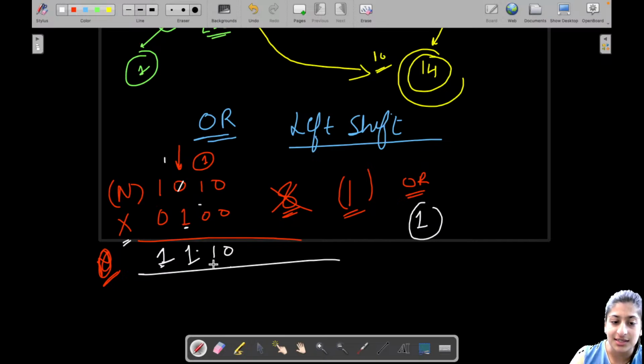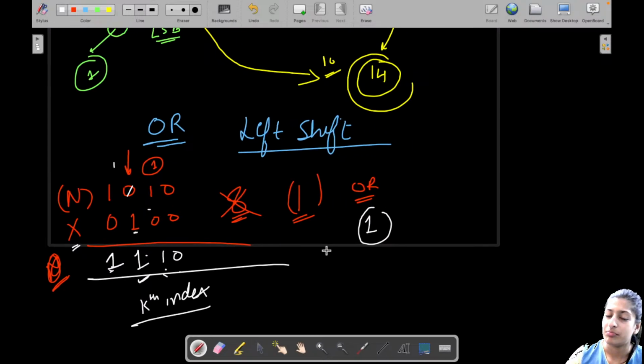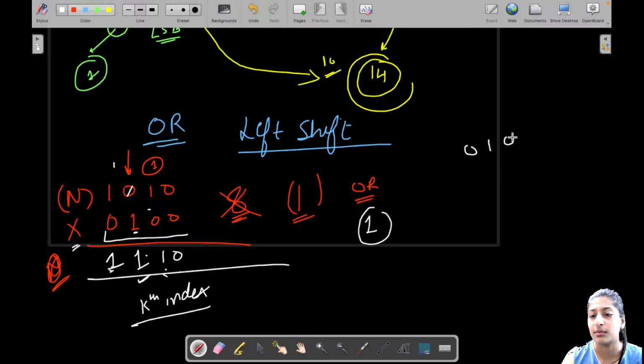So this is 0th index, first index, second index. In the original n, the only value that is changed is at the kth index, right? Earlier it was 0, now it is 1, and the rest of the bits are as they are. So what I want, basically, bitwise OR can be easily done. I want some number x whose binary representation is 0, 1, 0, 0.